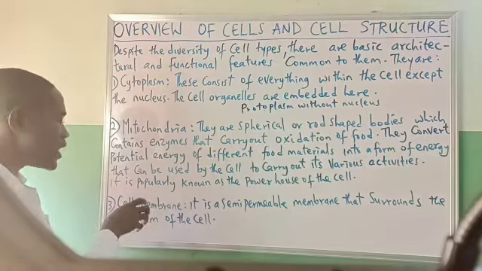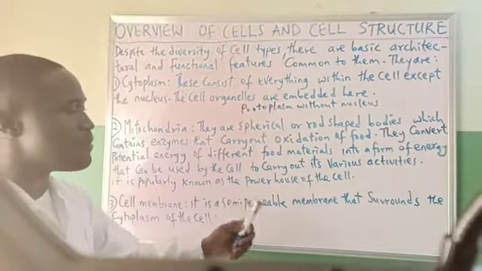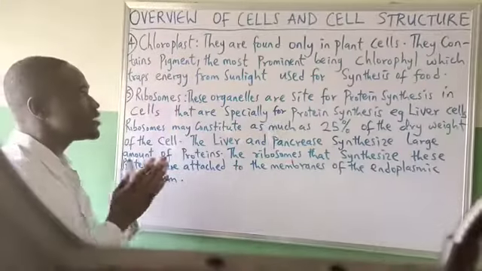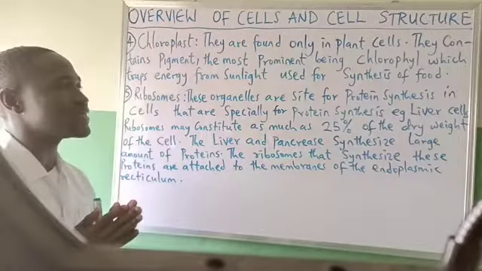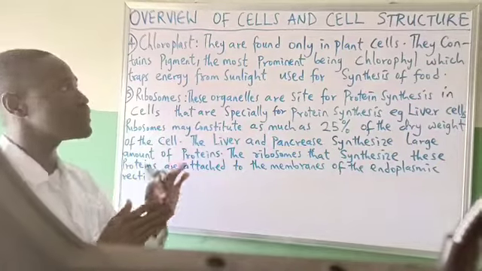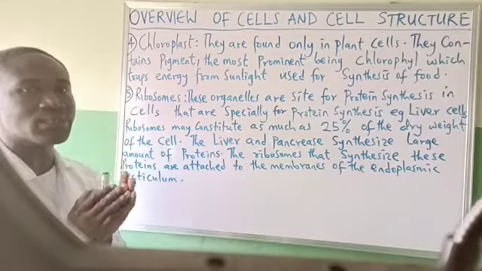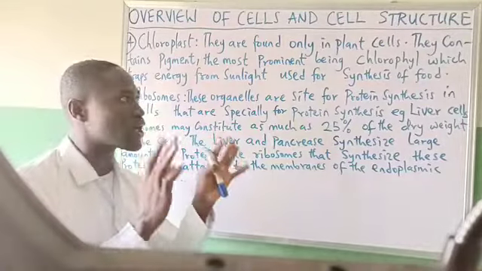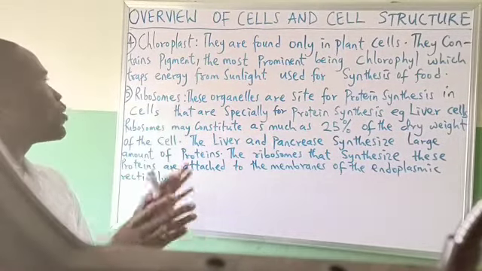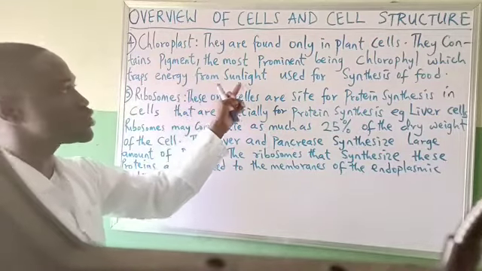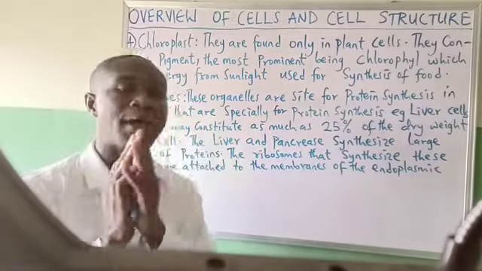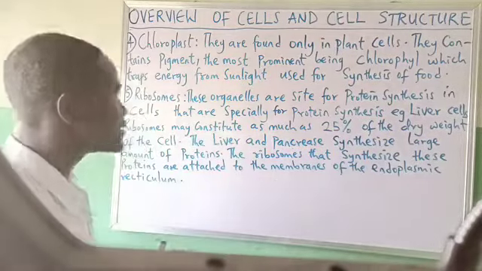Now, cell membrane is a semi-permeable membrane that surrounds the cytoplasm of the cell. And we want to go to the next feature, which is chloroplasts. They are found majorly in plant cells. They contain pigments. The most prominent of these pigments is chlorophyll. It is greenish in color, and it traps energy from sunlight which is used for synthesis of food by the process of photosynthesis.